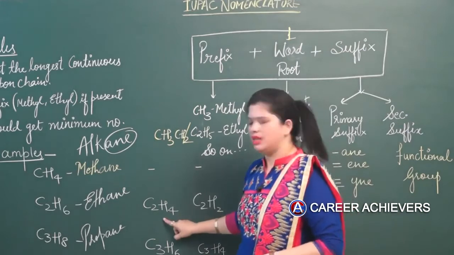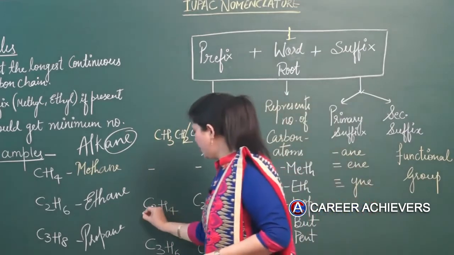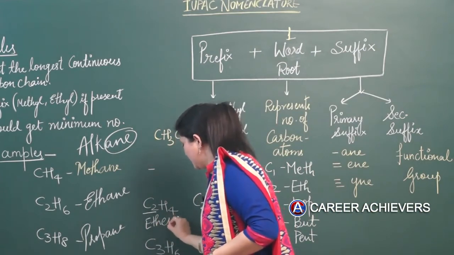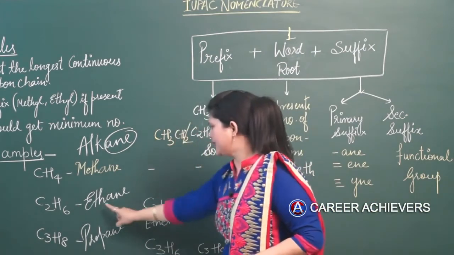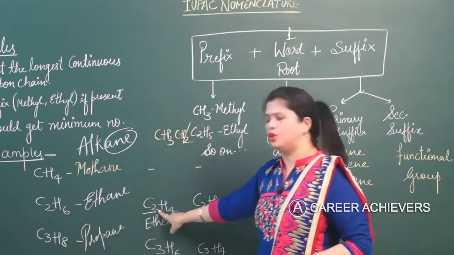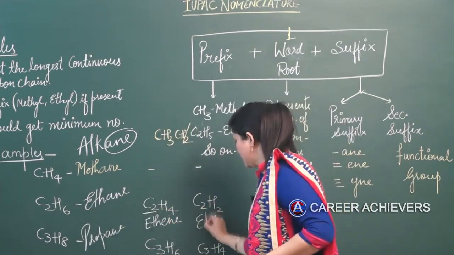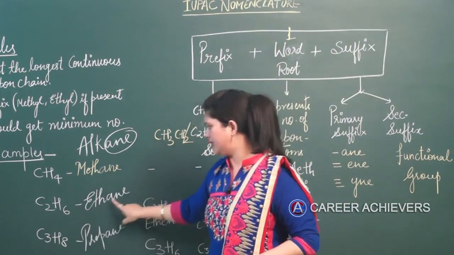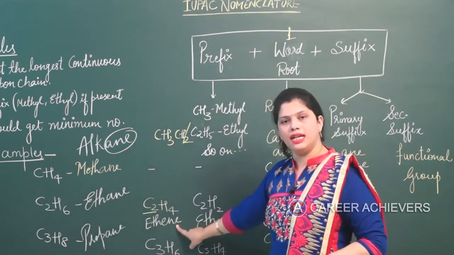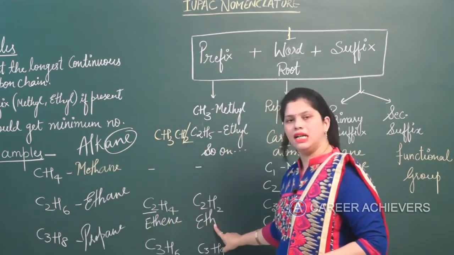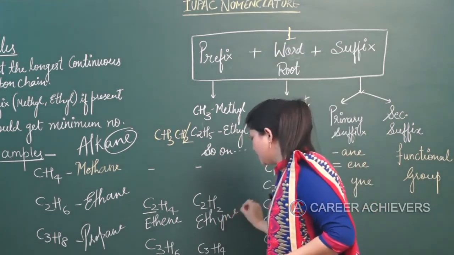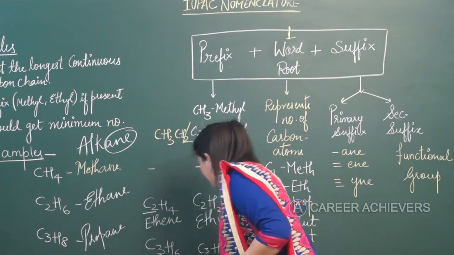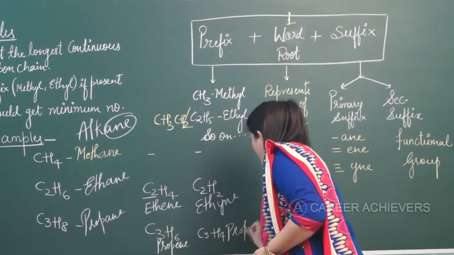Then moving further with alkenes, this would be called eth, and as there is a double bond, ethene. Can you see the difference? It was also having 2 carbons, here also 2 carbons, and here also 2 carbons, so eth at all 3 places. But it had a single bond, so ane; it has a double bond, so ene; and it has a triple bond, so ine. So here it would be called propene and this would be called propine.